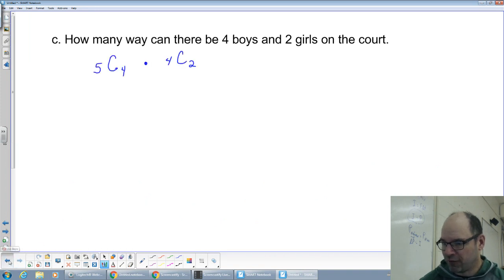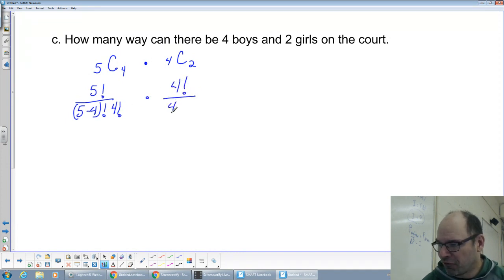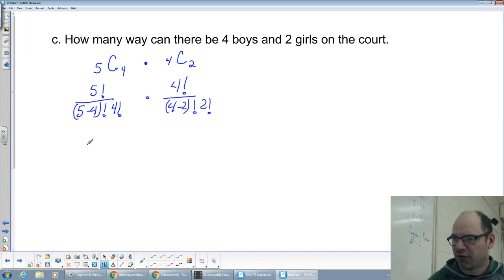Okay, so we're still using the 5 boys and 4 girls from the first problem. So this one's going to be 5 over 5 minus 4, 4 factorial, times 4 over 4 minus 2, 2 factorial. Okay, so this one here obviously is going to be 5, 4, 3, 2, 1. Then this one's going to be 1, and this one's going to be 4. So we're just going to have 5 there.